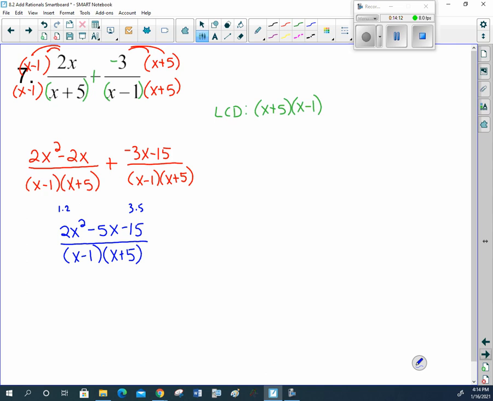So this one doesn't factor anyway, so it doesn't matter. But if it did and it was going to reduce, then I would want to factor it. But since it doesn't, we're done.